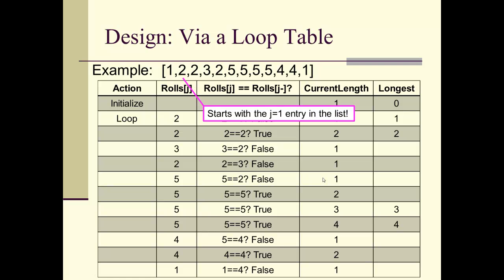We notice that we have to start with the j equals 1 entry in the list. So indexing starts at 0, so j equals 1 is the second element in the list. And we also notice we're going to return the final value of longest, which in this case is 4.